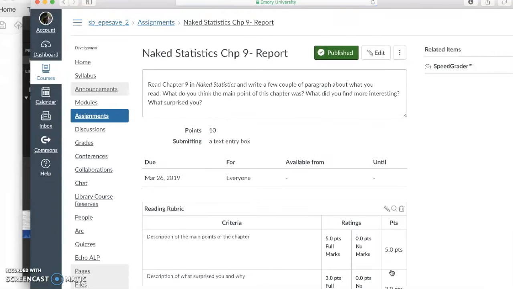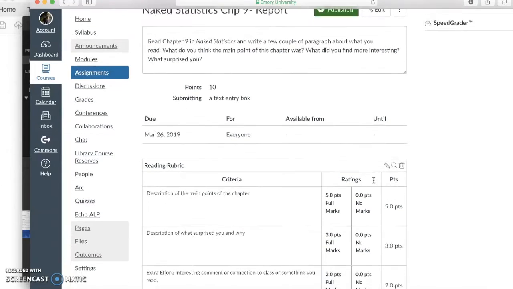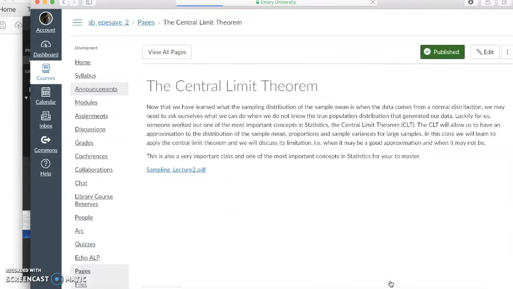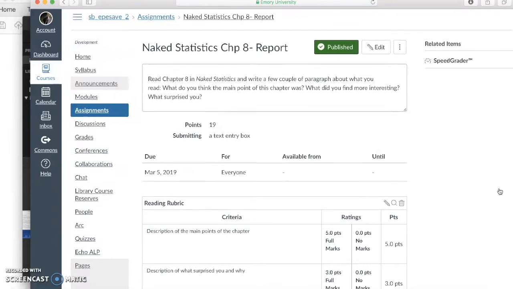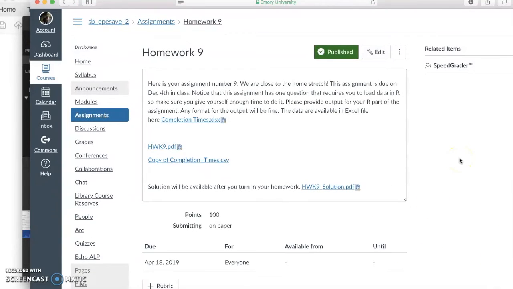And then they also have a reading of a chapter from a book. It's called Naked Statistics, for which they have to turn in a report on Canvas. So here I provide a rubric for what they have to write for the reading. Then they go to the next set of slides, the next reading, and then finally the next homework. And so this will be one module for about 2.5 classes, and then the similar equivalent number of assignments.